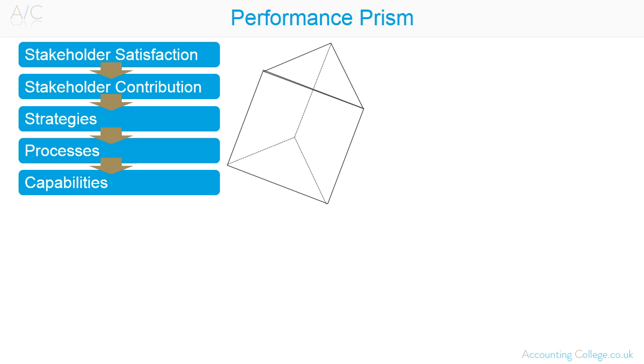The benefit of the Performance Prism is that its focus is on all stakeholders, like investors, customers, suppliers, employees, regulators, and communities, and not just the owners of the organization. The Performance Prism manages performance from 5 interrelated facets. Stakeholder satisfaction, which is the ultimate goal of the organization and therefore the top of the prism. Stakeholder contribution, strategies, processes, and capabilities.